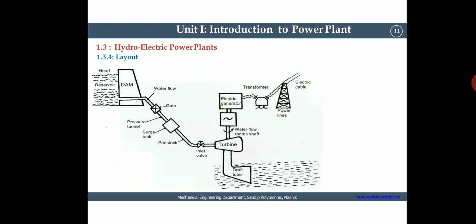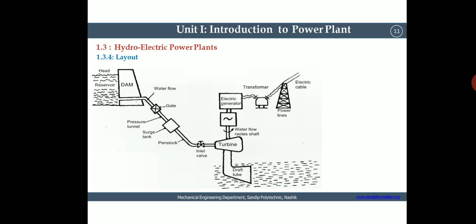So in the figure you can see it's a detailed diagram, which from the exam point of view is very important. You can see the reservoir, the head, the dam, the penstock, the surge tank, the gate, the water flow, the inlet valve to the turbine, then the electric generator, the draft tube, the transformer, and the power lines.